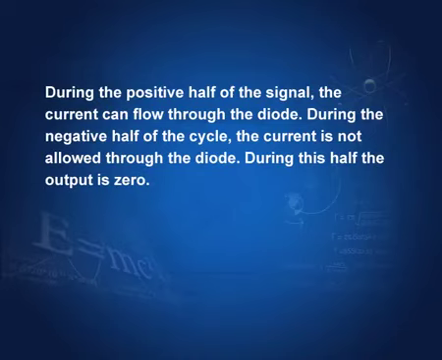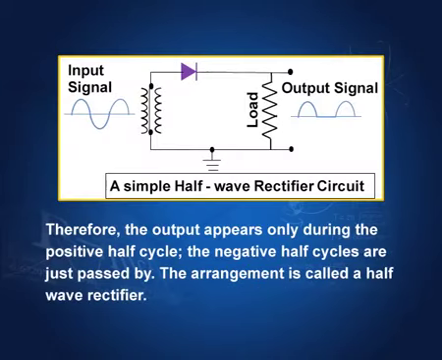The signal supplies an alternating voltage. During the positive half of the signal, the current can flow through the diode. During the negative half of the cycle, the current is not allowed. During this half, the output is 0. Here, you see, remember the symbol of a p-n diode. This allows current through only during the positive half, and during the negative half, this one is cut off.